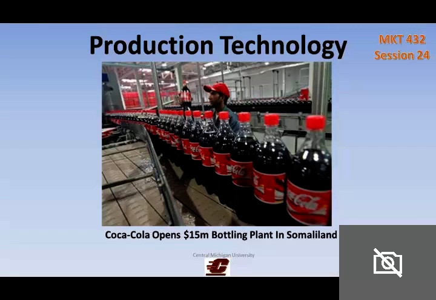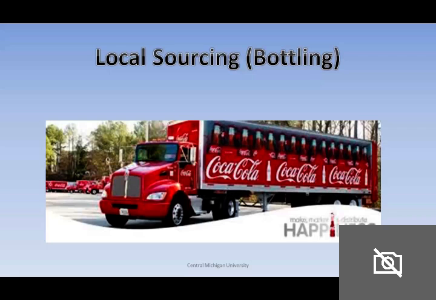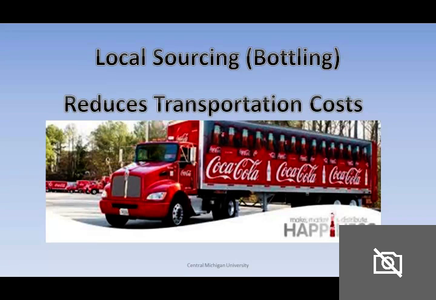One example of production technology, and view this as how can we improve production through technology to support the strategy, is Coca-Cola bottling, which has enabled Coca-Cola to expand into Somalia. Using their techniques of creating bottling facilities, Coca-Cola can do local sourcing and bottling, and reduce transportation costs. It allows Coca-Cola to also be a global provider, a global source.